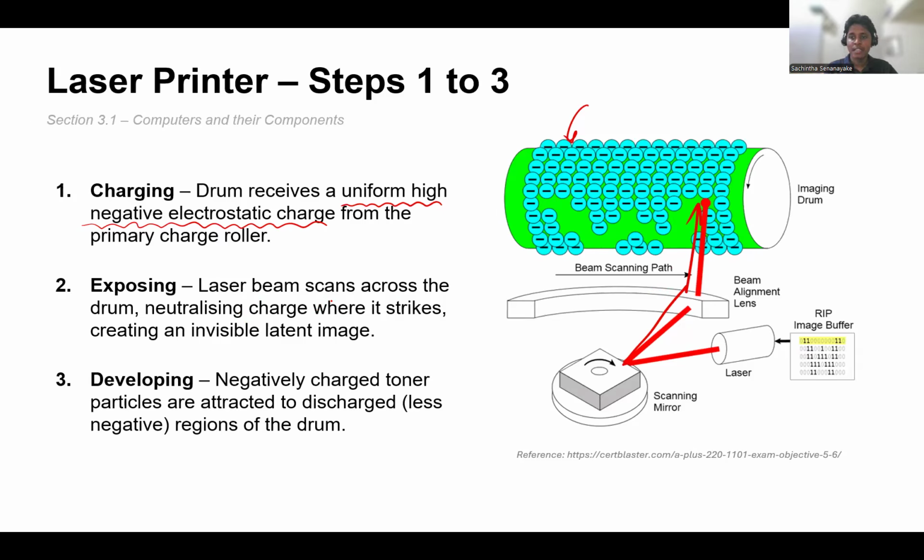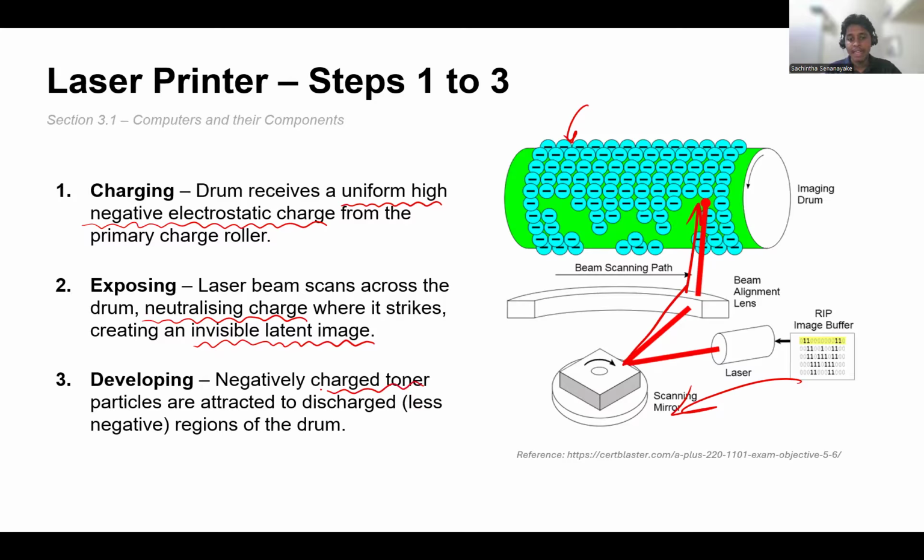And the idea is that this allows us, based on what image we're trying to print, to neutralize certain areas of the drum and not neutralize other areas, essentially creating what we like to call an invisible image, which we can then stick toner to, to print out the image that we need. So essentially, we discharge the areas of the drum where we want the image to appear. This creates an invisible latent image that is currently composed of charges, but once we add toner, the areas that don't have the negative charge will have toner stuck to them, which is what then appears on the paper.